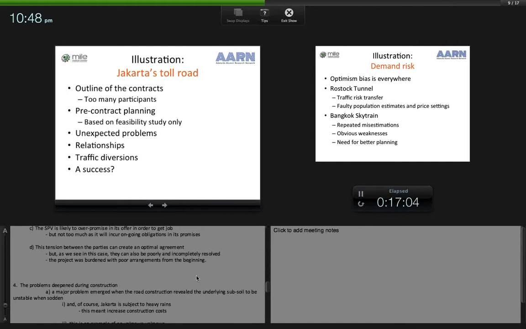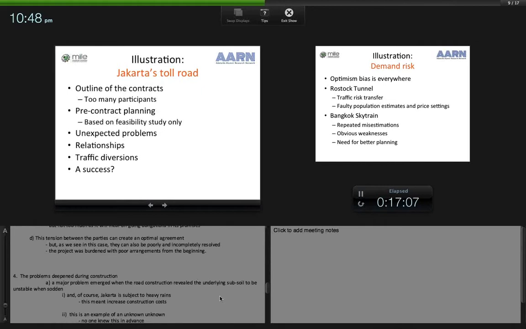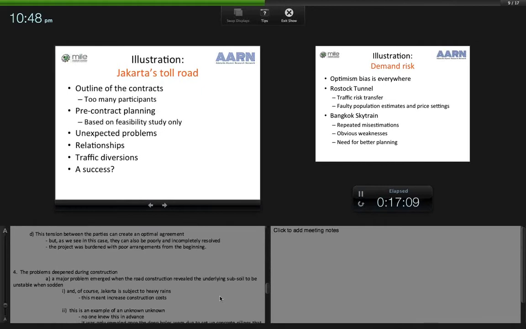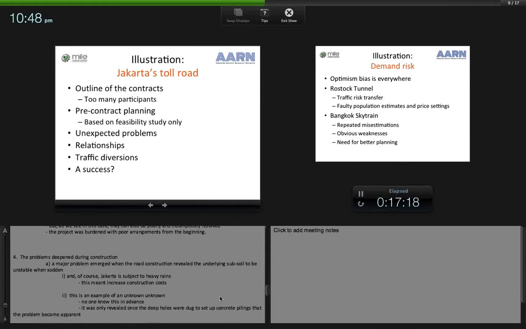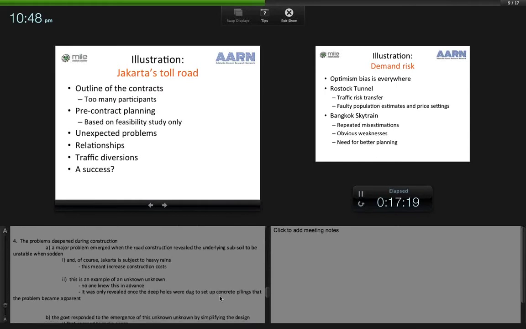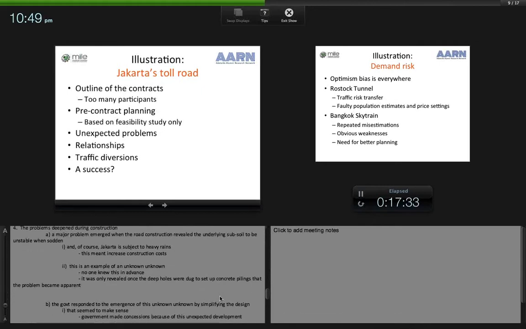The problems deepened during construction. A major problem emerged when the road construction revealed the underlying subsoil to be unstable when sodden, when very wet. And of course, Jakarta is subject to heavy rains. This meant increased construction costs. And it's an example of an unknown unknown. No one knew this soil problem in advance. It was only revealed once the deep holes were dug to set up concrete pilings that the problem became apparent.